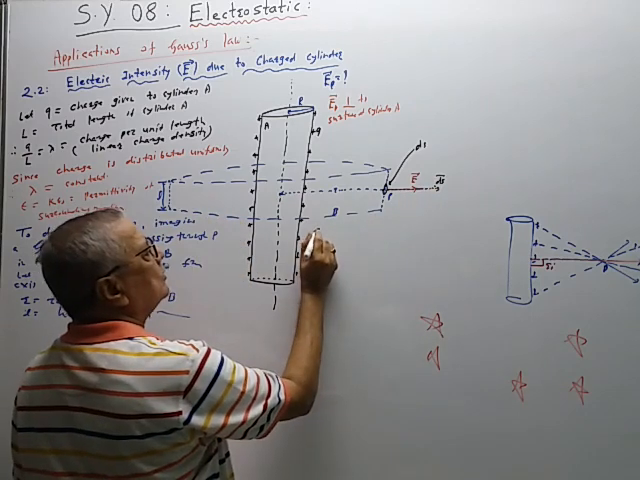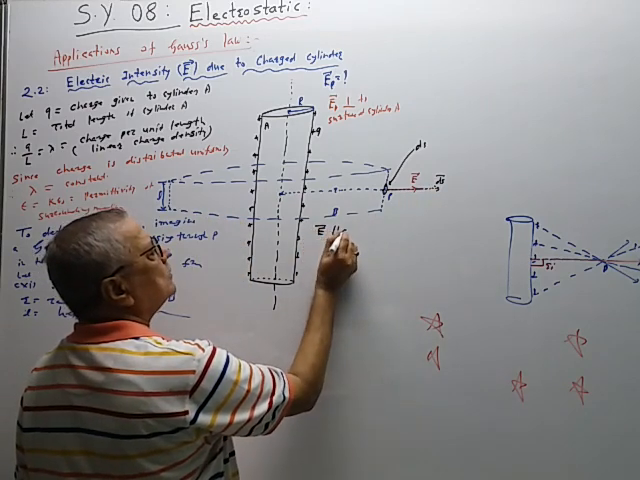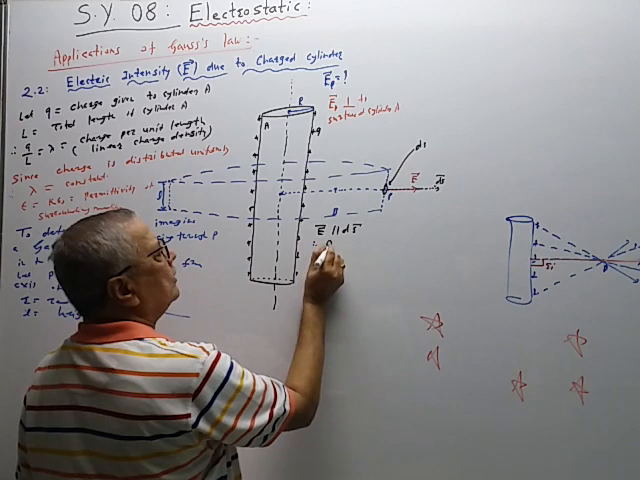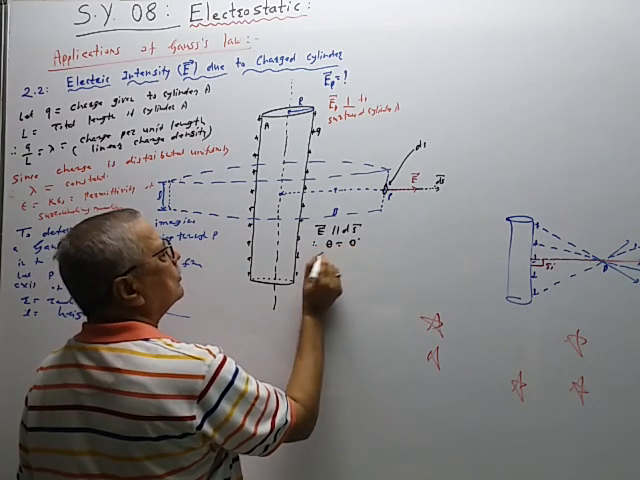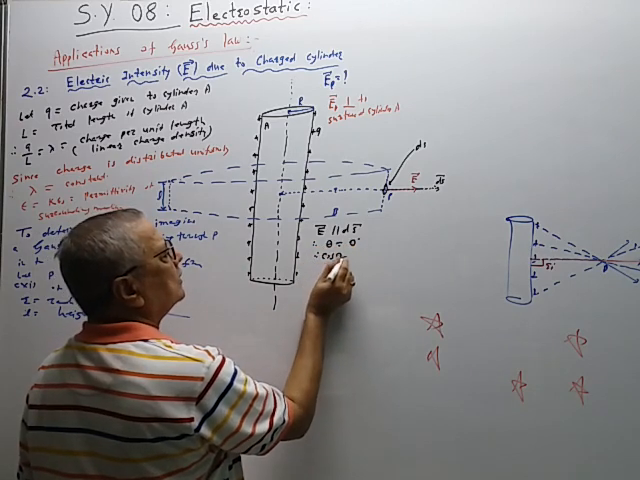So see this figure. Intensity vector E is parallel to the area vector ds, and therefore angle theta between them is equal to 0 degree. Therefore cos of theta is again 1.